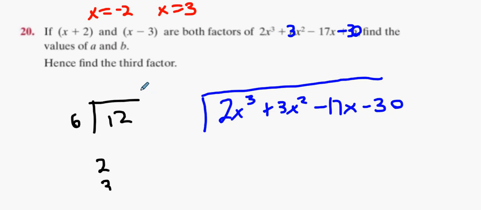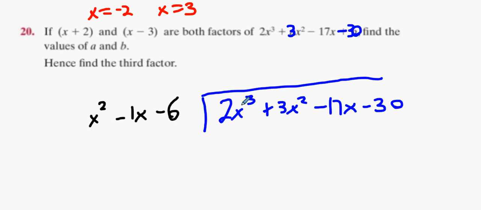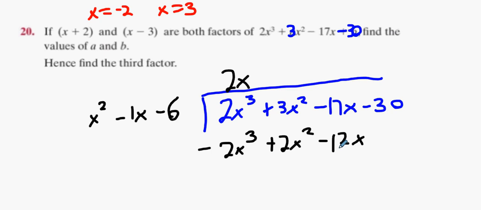That's what I'm doing here. I'm basically multiplying both factors by each other. So when you multiply the two of them by each other, you'll end up with x squared minus 1x minus 6. And you'll find it's a lot quicker. So look at this. It goes in 2x times. And then change the signs. And we get 5x squared minus 5x minus 30. And look, that was really quick.